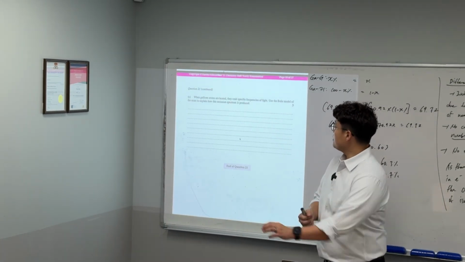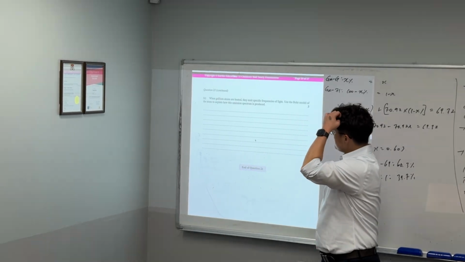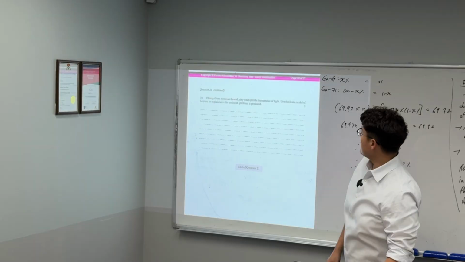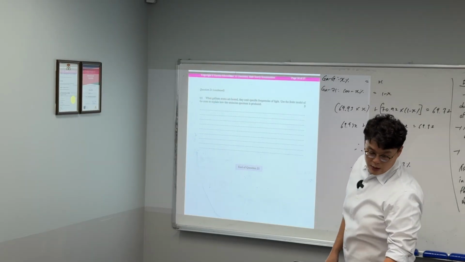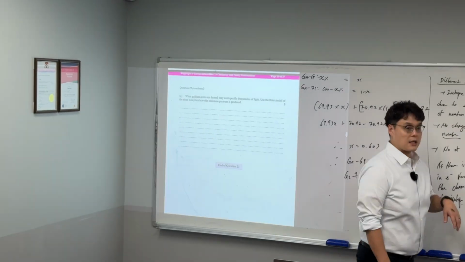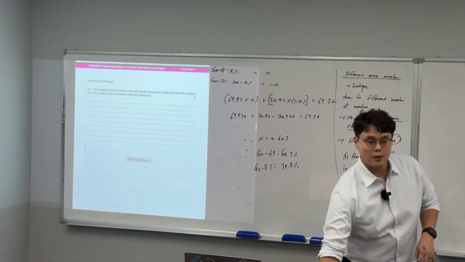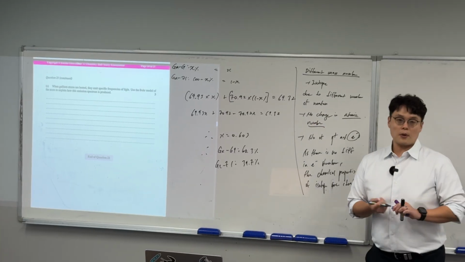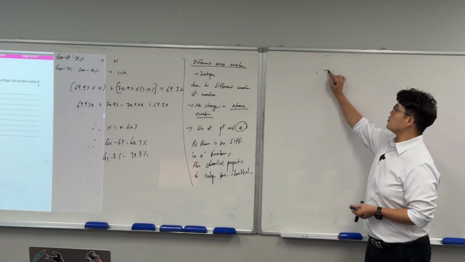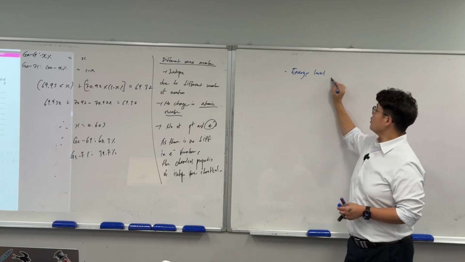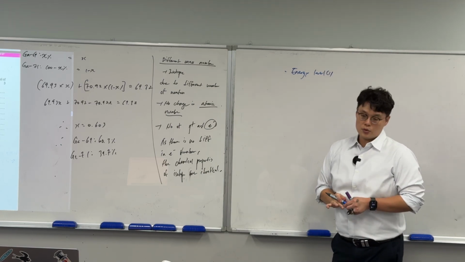C. When gallium atoms are heated, they emit specific frequencies of light. Use the Bohr model of the atom to explain how this emission spectrum is produced. This is for you, Kirsty, as you have at your school these kinds of questions a lot, Bohr's models. The key point of the question is, first, you need to use the key words. One, you have to use the energy levels in Bohr's model.